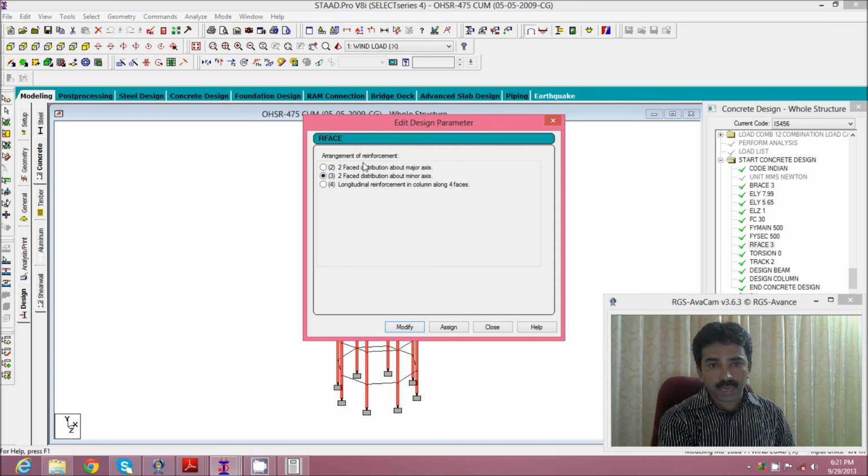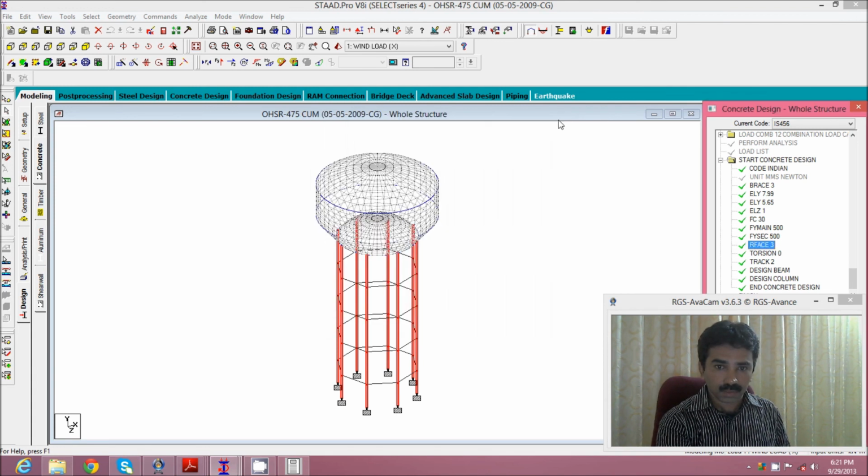And this is one particular arrangement of reinforcement. Many times, I'll draw one aspect.